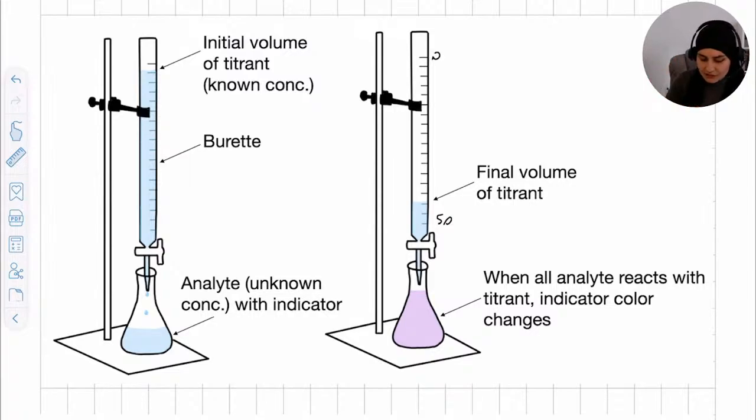Obviously, you don't have to start at 0, so you don't have to fill the burette up to 0. You can fill it up to some other value and then just subtract. For example, in this case the meniscus started here, and all of this volume is what you dropped down. You can always calculate it by subtracting the initial burette reading from the final burette reading.